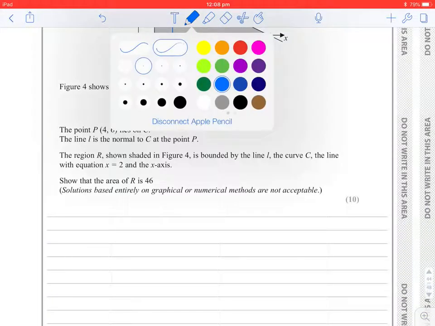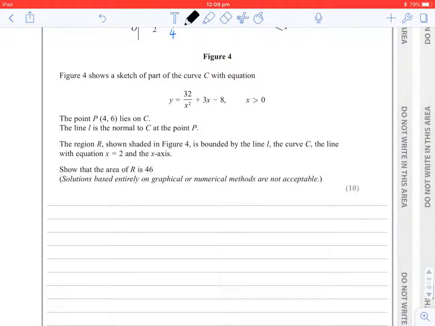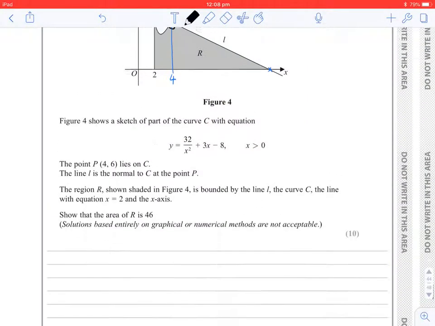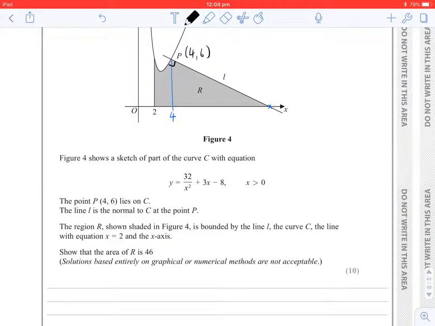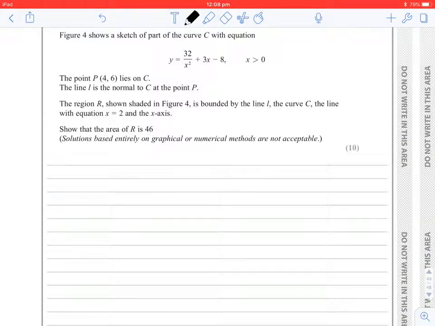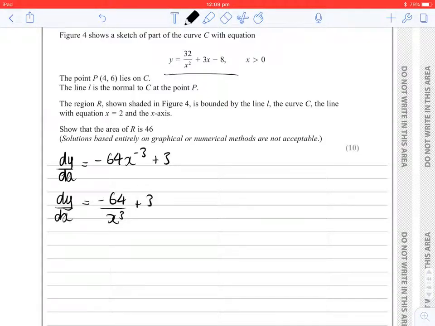We are going to start off by differentiating. We differentiate to find the gradient, and the gradient of L is the negative reciprocal. So if y is equal to 32 over x squared, add 3x minus 8, dy dx is going to be, the minus 2 comes to the front, and we get minus 64 x to the power of minus 3, add 3, and the minus 8 disappears. So dy dx is minus 64 over x cubed, add 3.